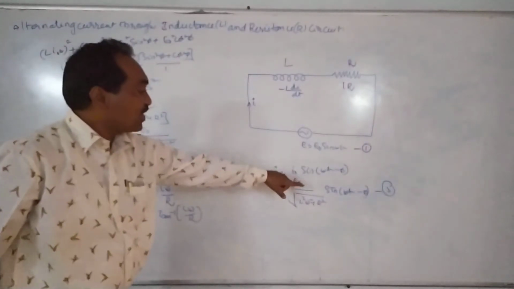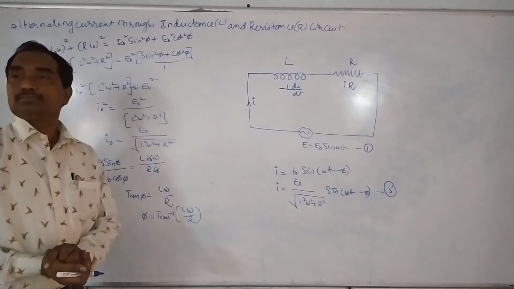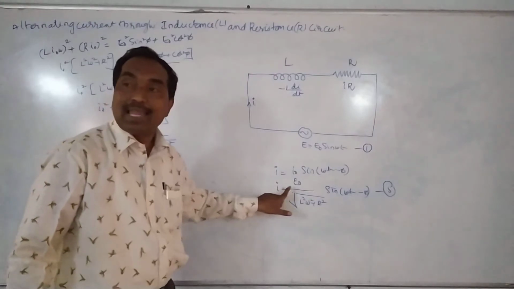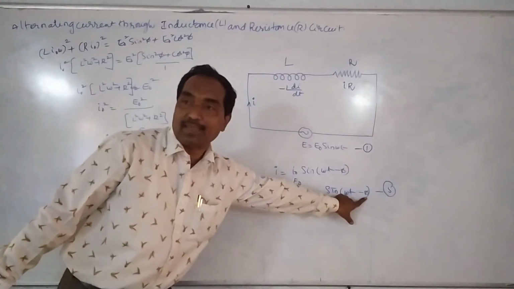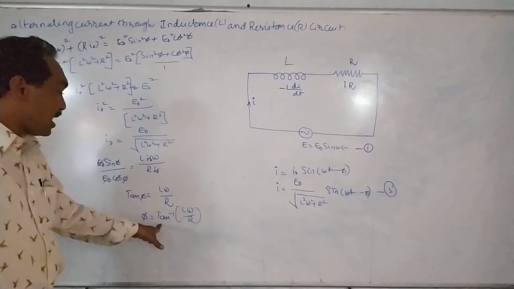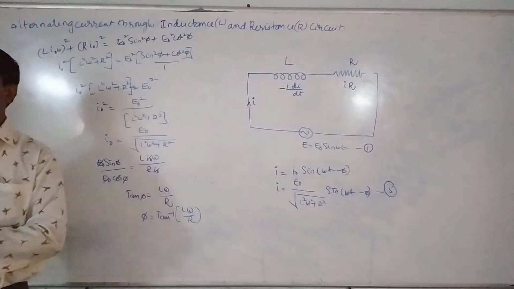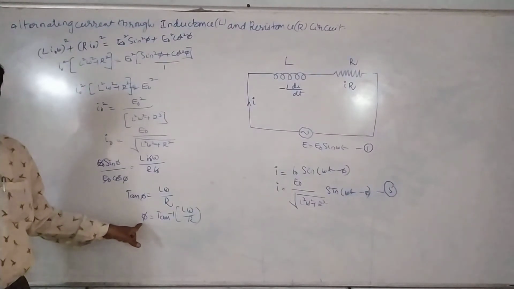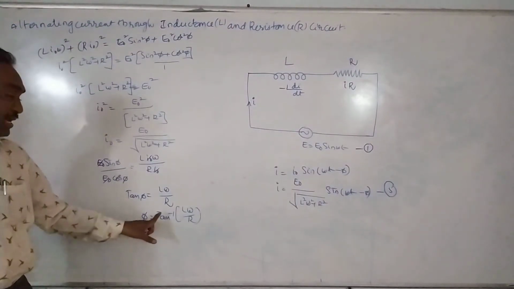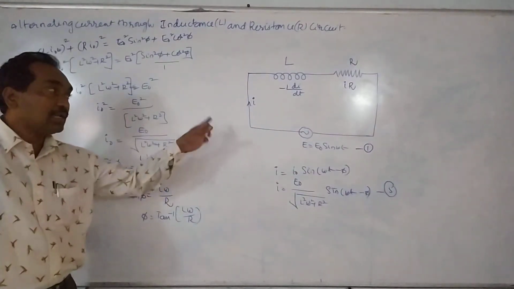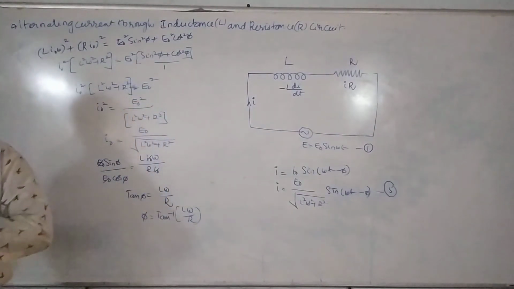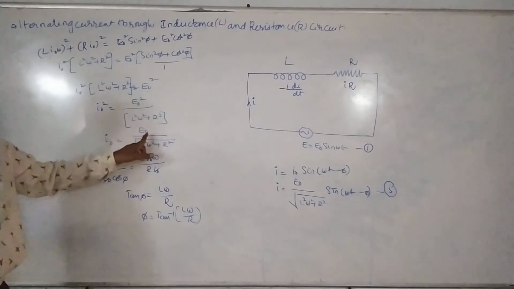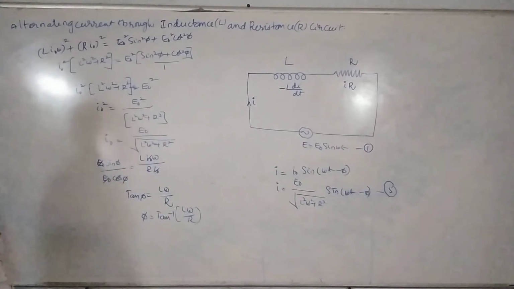When you compare equations 1 and 5, the current I lags behind the alternating EMF by the phase difference φ. How much is that φ? tan⁻¹(Lω/R). So we know the maximum current I₀ is equal to E₀ by the root of (L²ω² + R²).